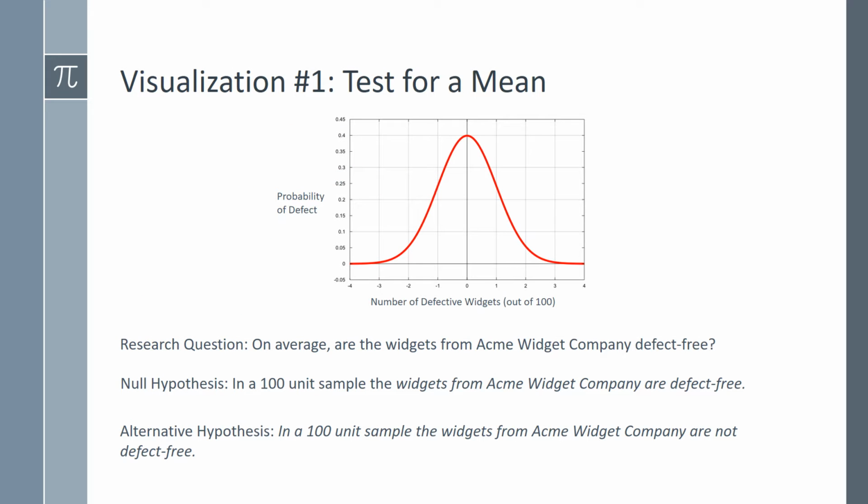So we look at our first visualization, which is to test for a mean. Our test research question states, on average, are the widgets from Acme Widget Company defect free? We derived a null hypothesis, which states, in a 100 unit sample, the widgets from Acme Widget Company are defect free. The alternative hypothesis states, in a 100 unit sample, the widgets from Acme Widget Company are not defect free.